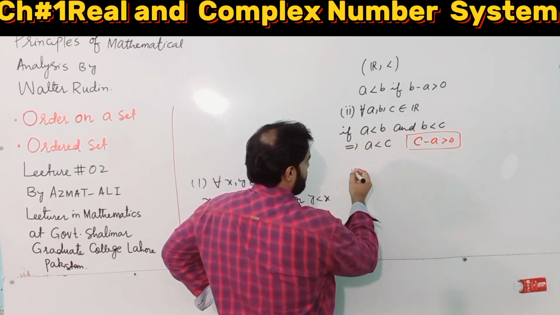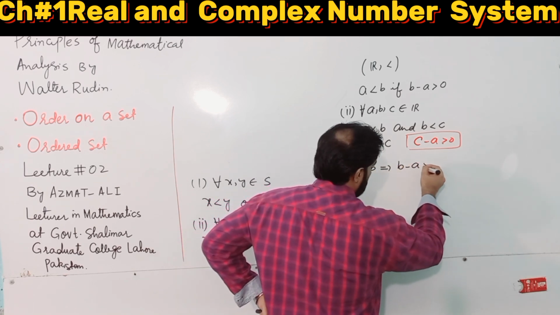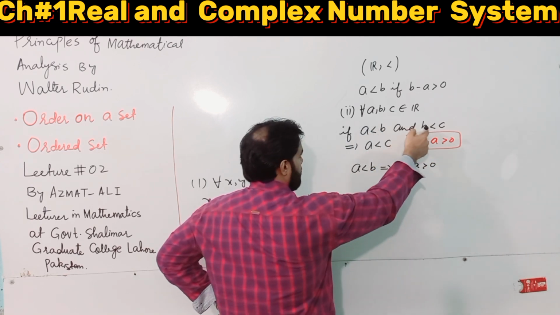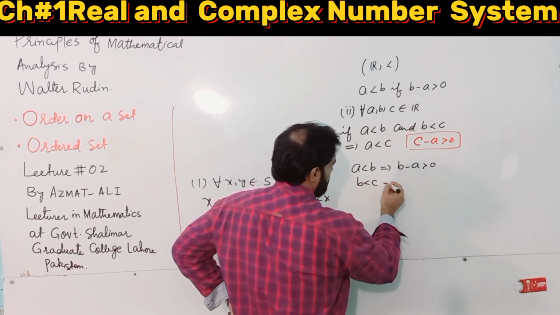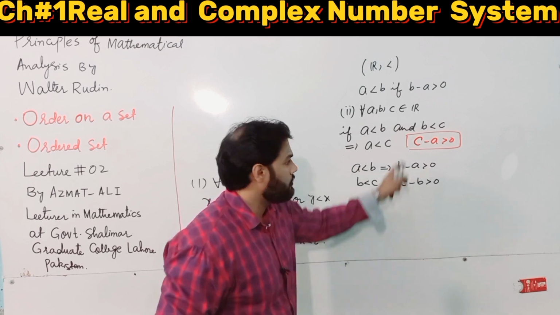As A is less than B, this implies B minus A will be positive. And B is less than C, this implies C minus B is positive. We need to show that C minus A is positive.